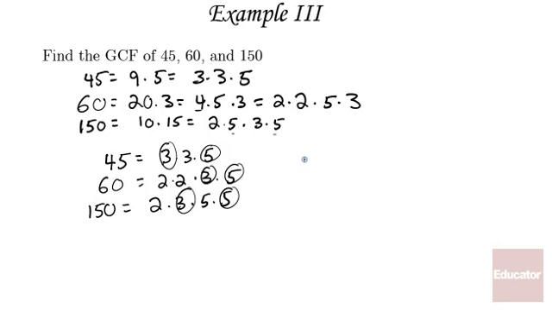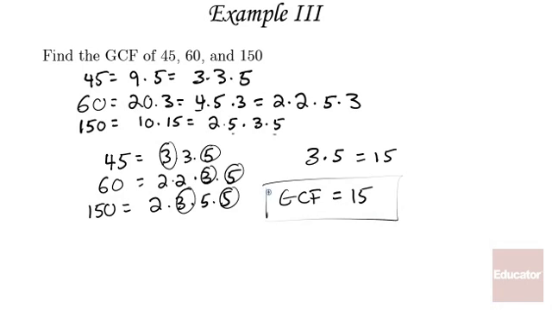So the common factors are 3 and 5, which is 15. So the greatest common factor equals 15. And I figured that out by putting each of the numbers in prime factored form and then figuring out what my common factors were, and they were 3 and 5, finding the product, and that came out to 15.